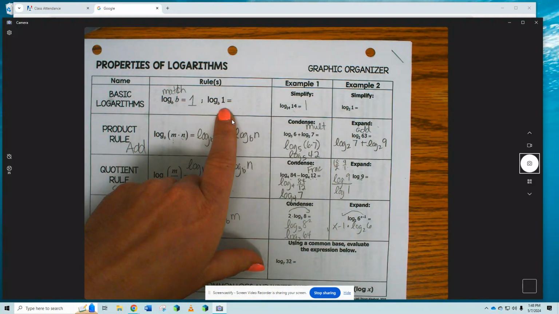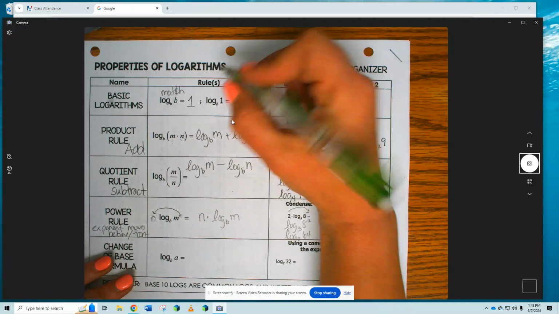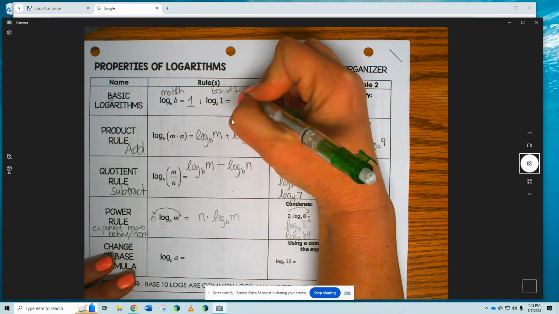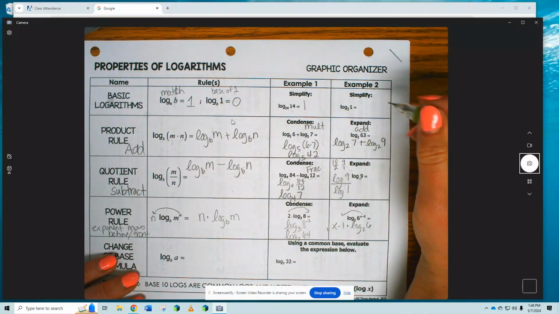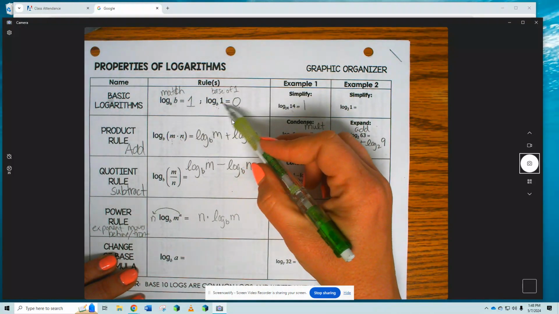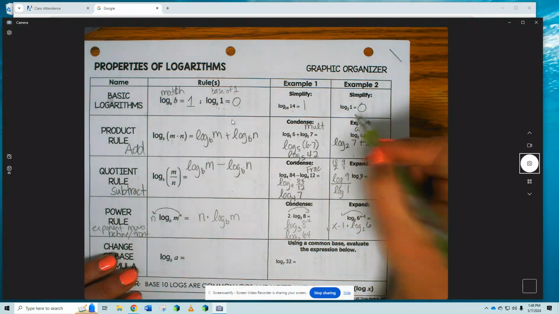Second rule. The log of 1 with any base gets you a 0. Log base 20 of 1, 0. Log base 6 of 1, 0. Log base 10 of 1, 0. Log base 3 of 1, 0. Okay?